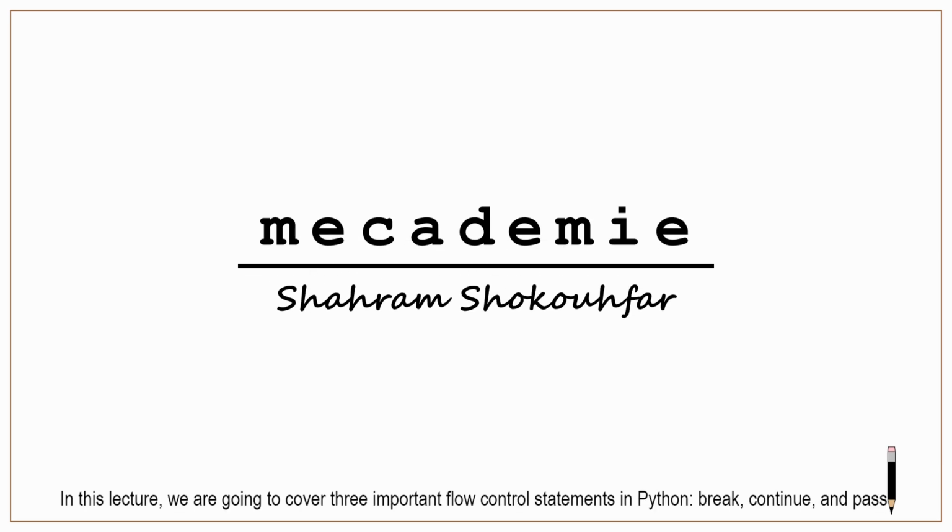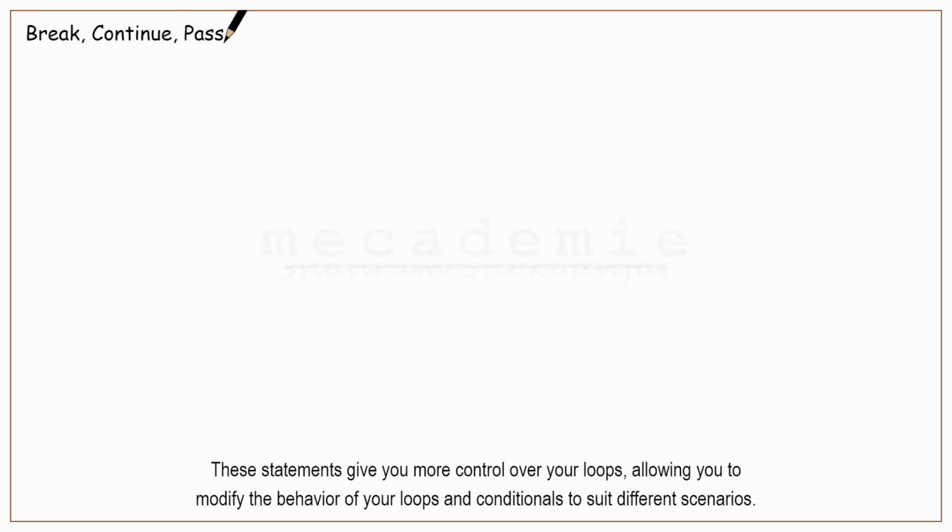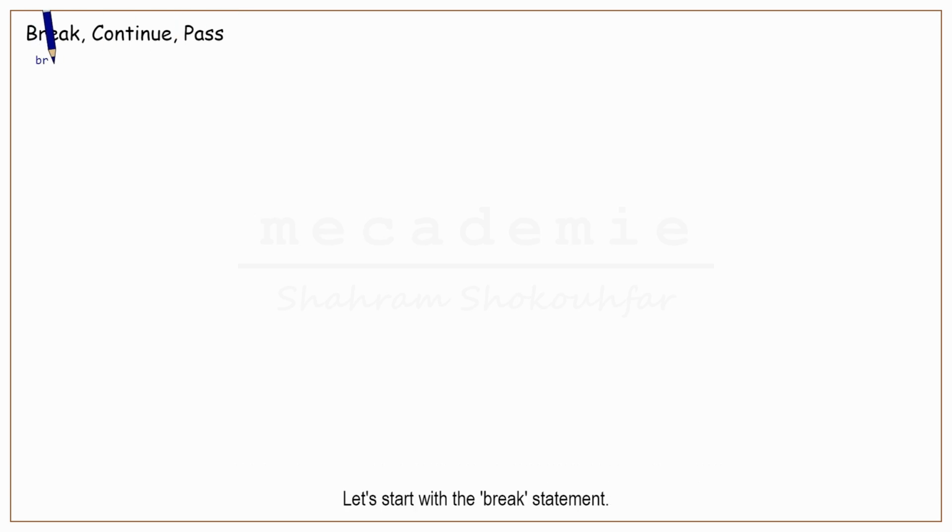In this lecture, we are going to cover 3 important flow control statements in Python: break, continue, and pass. These statements give you more control over your loops, allowing you to modify the behavior of your loops and conditionals to suit different scenarios. Let's start with the break statement.